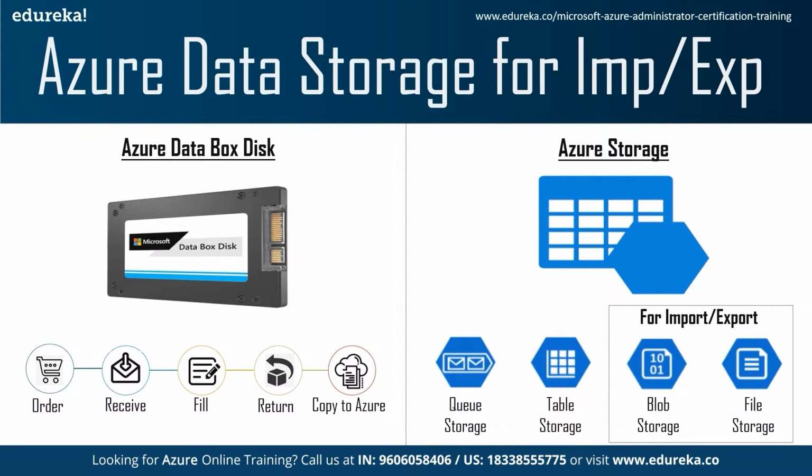Then there are Blob Storage and File Storage, which we use for the purpose of import and export. Azure Blob Storage is Microsoft's object storage solution for the cloud. Blob storage is optimized for storing massive amounts of unstructured data. Unstructured data is data that doesn't adhere to a particular data model or definition, such as text or binary data. Then we have Azure Files, meaning file storage.